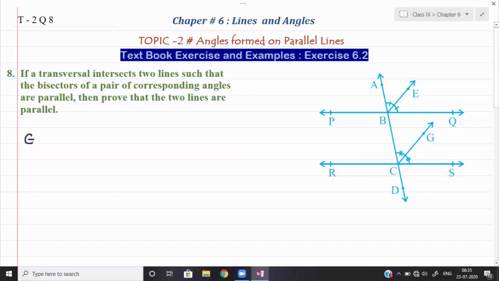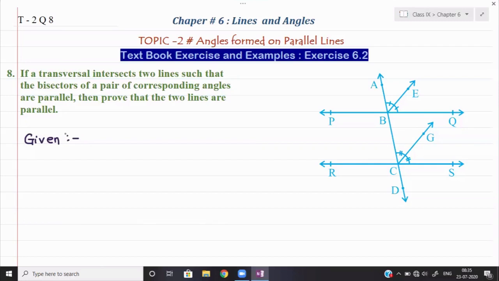The question is not difficult and the solution is also very short, but the concept should be very clear: what we have been given and what is required. So once again I repeat, BE and CG are the bisectors of the corresponding angles ABQ and BCS, and these two bisectors are given parallel to us. BE and CG are given parallel. Then we have to prove that PQ and RS are also parallel.